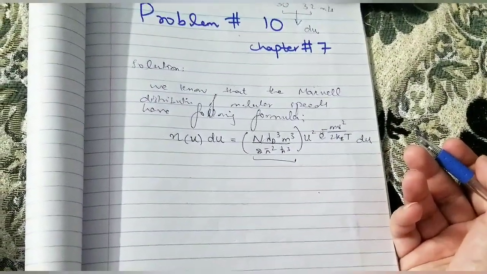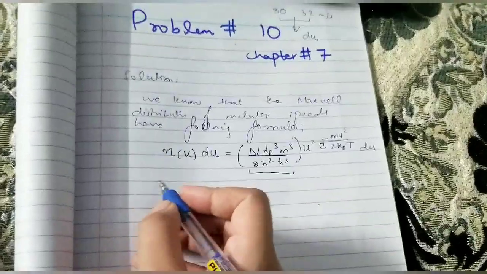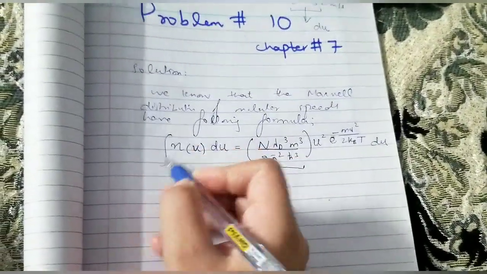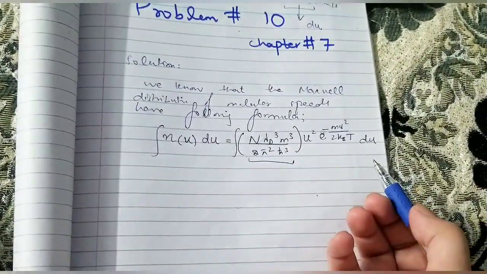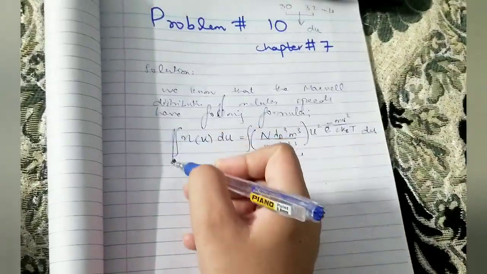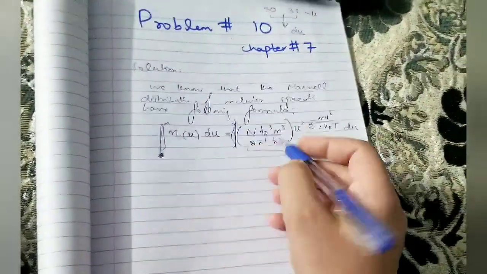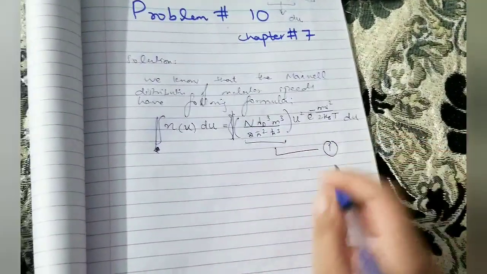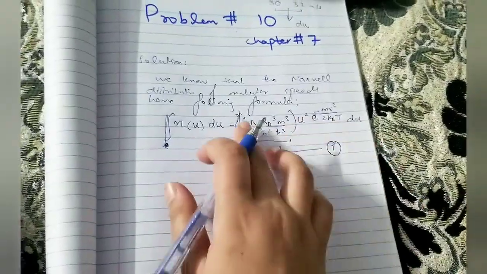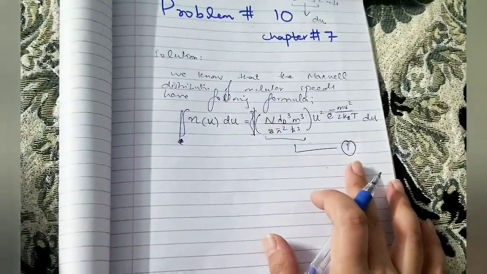So we want to find the fraction. If we integrate it, we'll not integrate right now, I'll do that later. Let us call this expression, without the integral sign, equation number 1.